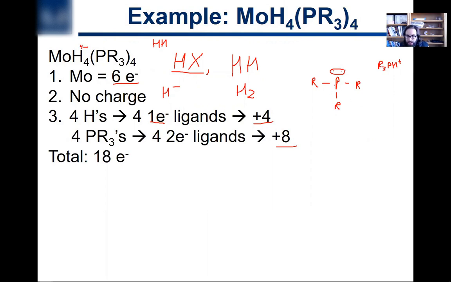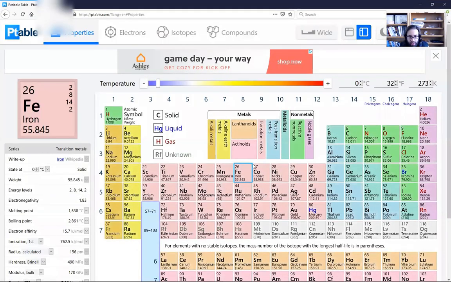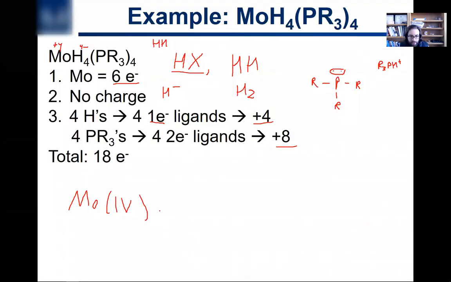And then phosphine, well, that's a neutral molecule just by itself. So that's not charged. The whole thing is neutral. So that means molybdenum has to be +4. So we're going to have molybdenum in its 4th oxidation state. And then if I were to ask you, what's the d electron count? Well, it's in the 4th oxidation state, so we have 6 valence electrons from molybdenum. Now we removed 4 because it's the 4th oxidation state. So we're going to be a d2 complex.